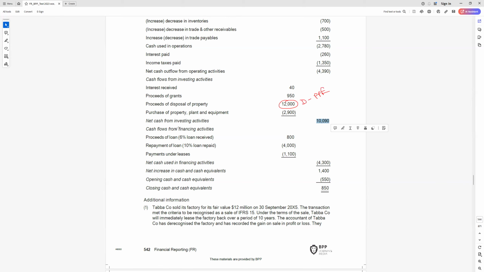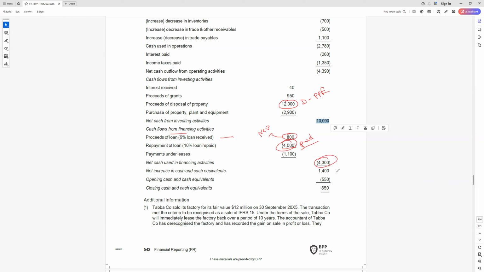Then we have the financing activities. On the financing activities, we have proceeds of loan, 6% loan received, 800, repayment of loan, 10%, 4,000, and the payment under the lease 1,100. So this is the new loan we have taken. There's the 4,000 we paid on the long-term loan. And the lease payment we have here is 1,100. That shows us the net cash used in the financing activities, 4,300.